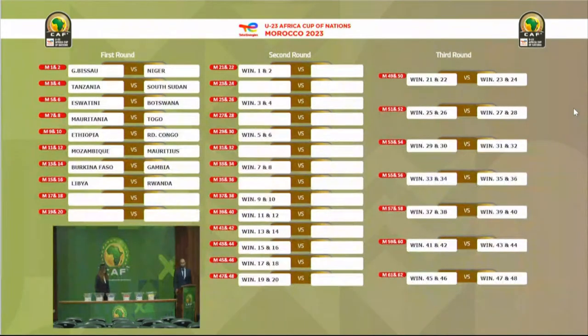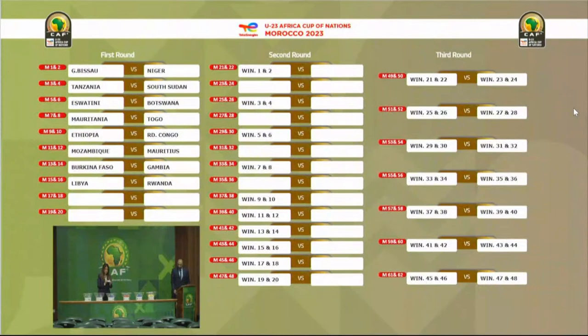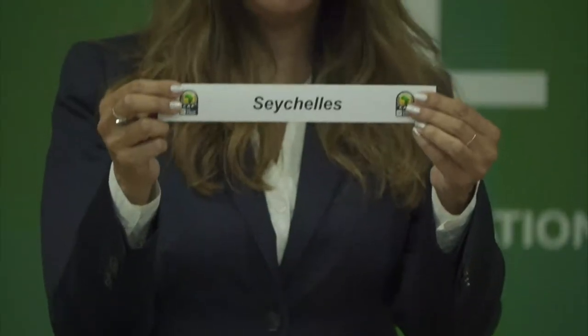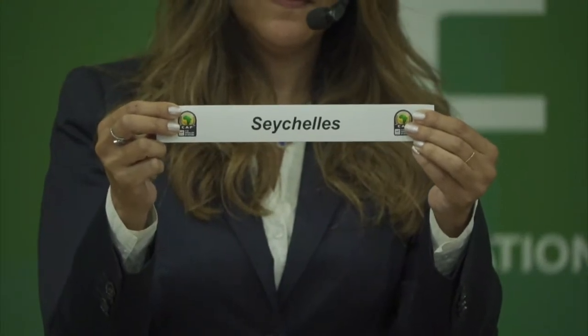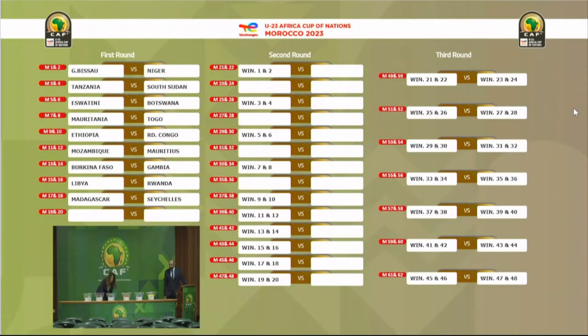And then the last two fixtures of the first round. The first two teams will play against each other, and the last two teams will play against each other in the last fixtures. Madagascar will play the first leg at home, match 17, and the opponent of Madagascar will be? Seychelles. And then the last two teams of CAF will play the matches 19 and 20.